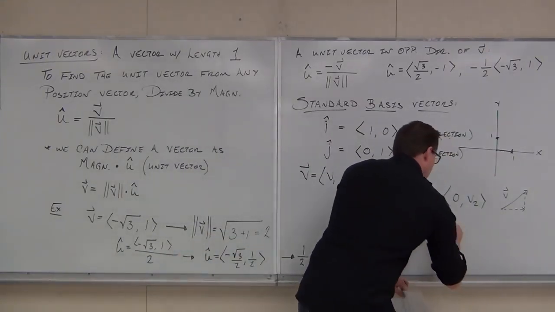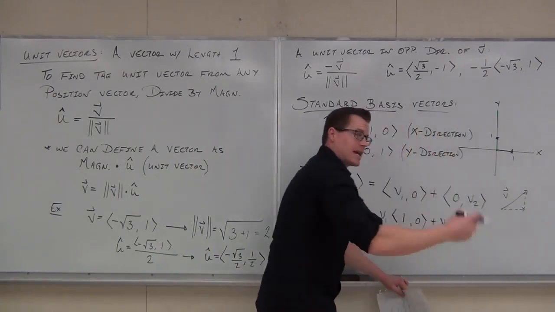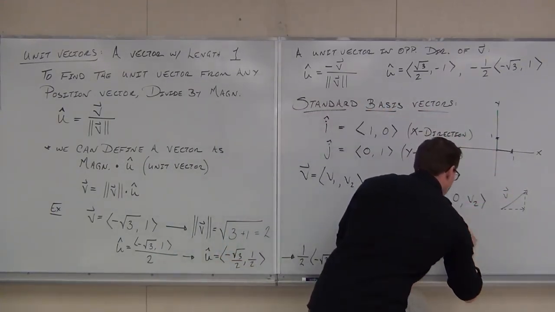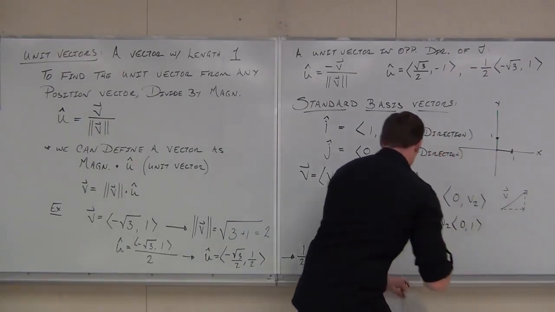Maybe not yet. I don't know. If I factor out the V2, it's a scalar. It's just a number. I can factor out scalars. I can multiply scalars from vectors. I get 0 and I get 1.